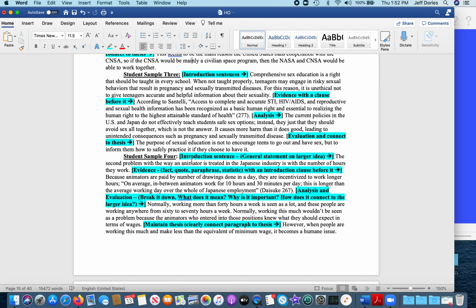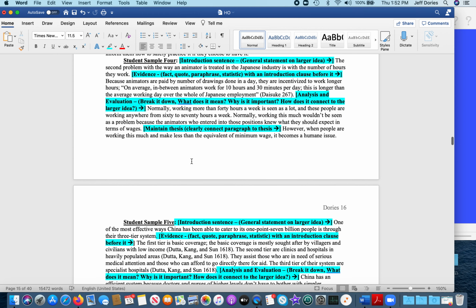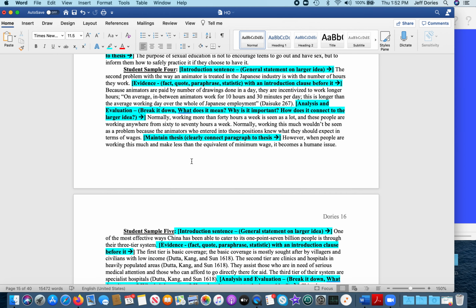And from that introduction, you can clearly see what that paragraph is going to be about. It presents the evidence, it explains that evidence, and it connects to a thesis. You can read the last sentence and you clearly know what the thesis is. Okay, let's look at a fourth sample. So the general statement or introduction sentence.